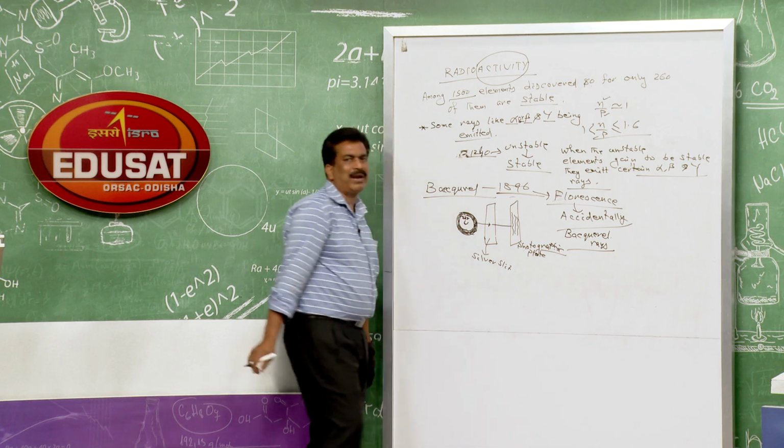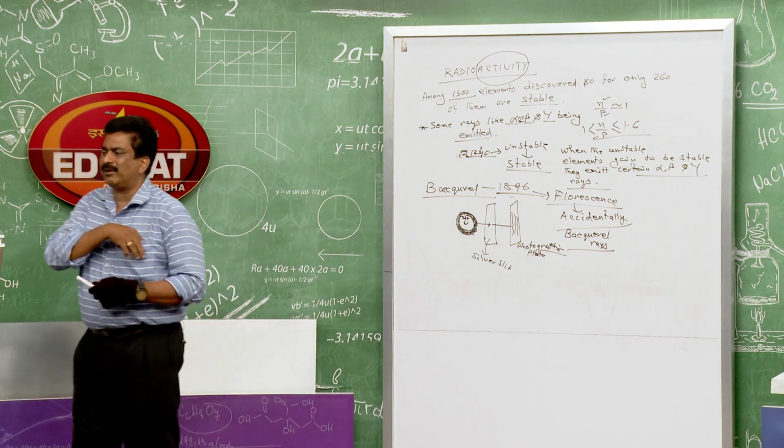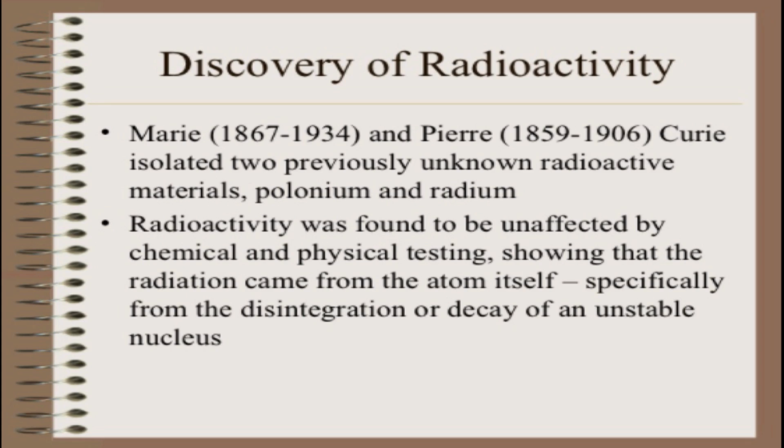And Becquerel rays are of three types: one is alpha, one is beta, and one is gamma. Not only Becquerel, but other people like the Curie family also came to know about this.